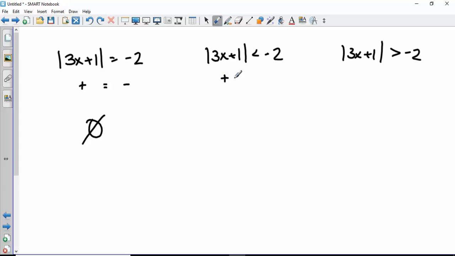This says an absolute value, so a positive is less than a negative. Can a positive number be smaller than a negative number? No, so no solution. This one says a positive number is bigger than a negative number. Positives are always bigger than negatives, so that one is negative infinity, positive infinity.